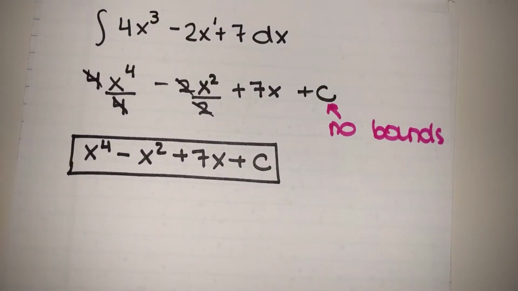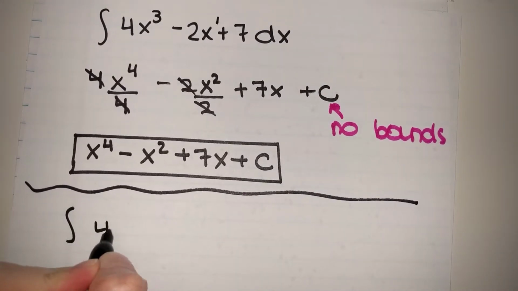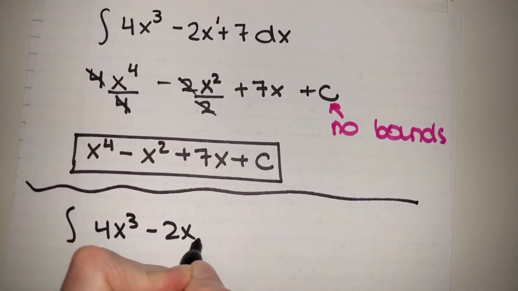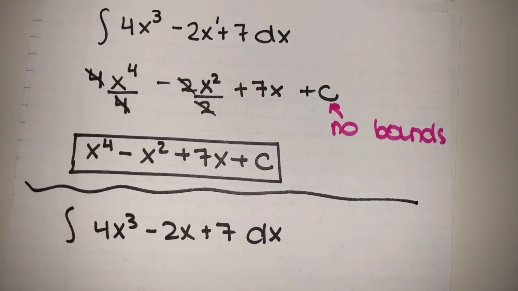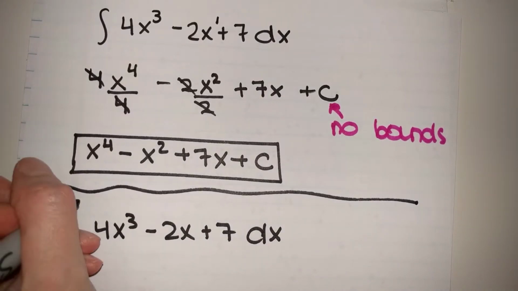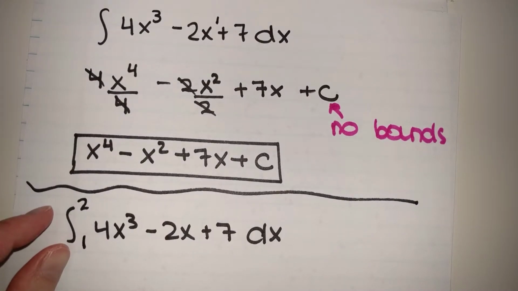Now, I want us to compare this to the same exact question. So we still have the integral of 4x cubed minus 2x plus 7 dx, but now let's put bounds on it and see how that's going to change things for us. So let's say our bounds are now from 1 to 2. Now, by putting those bounds on the integral, we now have a definite integral.